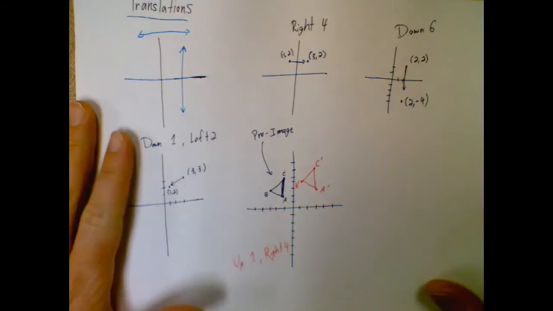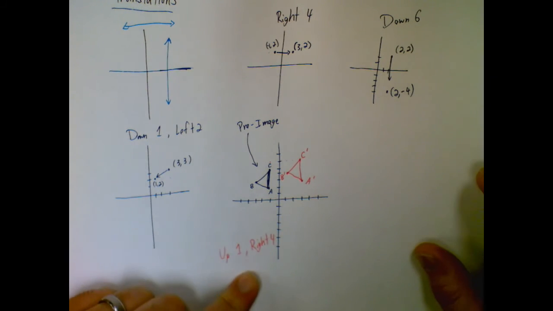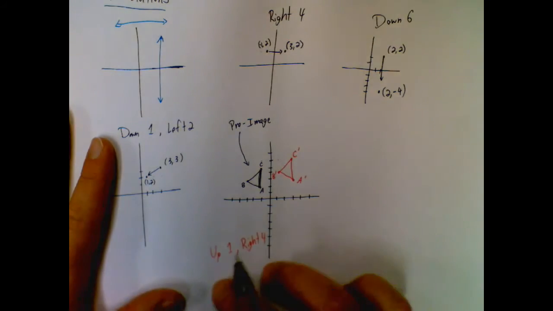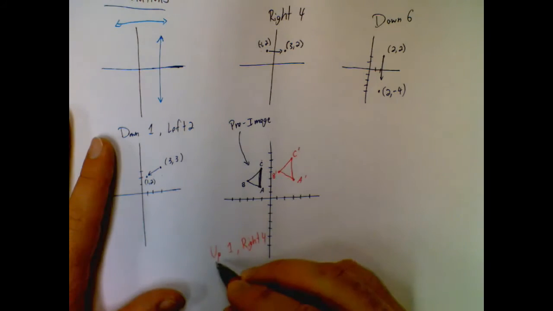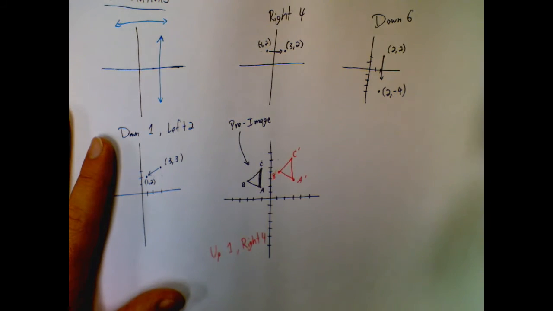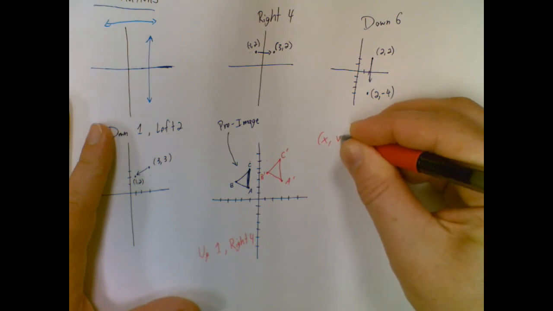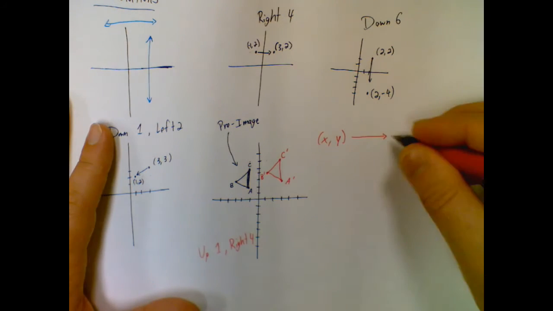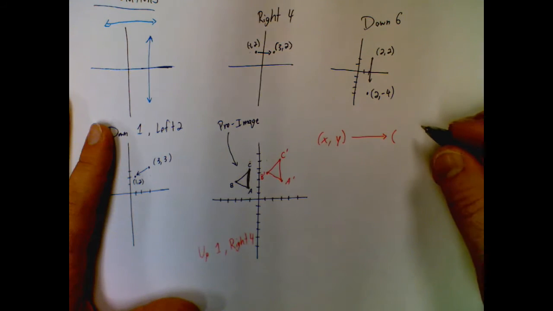Okay, so that's translations. Now, sometimes with these, it will change the notation just a little bit. Because we try and get away from language-dependent notation in math, and up, right, down, left, all of those are English, so you'd have to translate those if you're going to a different language. So you'll often see this notation. You're going to take x, y here, and it'll say changes to, and it will give you something going on over here telling you how x, y changes.